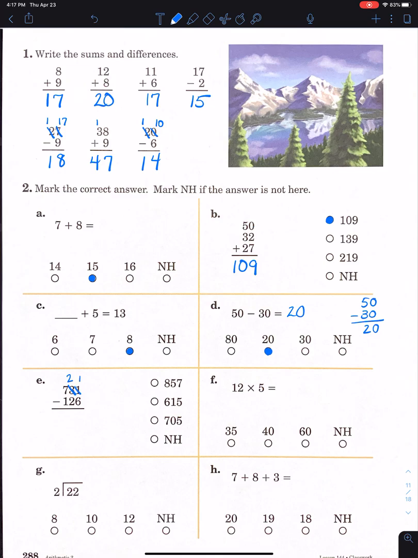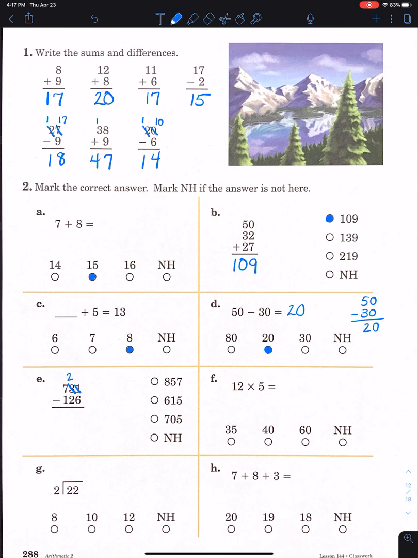10 that we borrowed to it, which makes that, I'm sorry, that's not correct. That should be 11. Okay, and 11 minus 6 is 5. 2 minus 2 is 0, and 7 minus 1 is 6. The answer is 605. Is that in one of our choices?